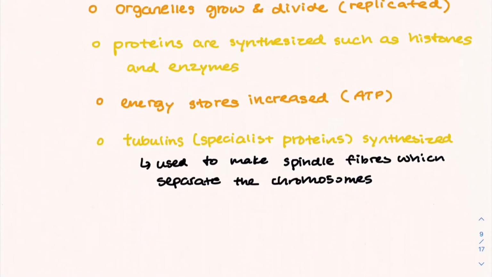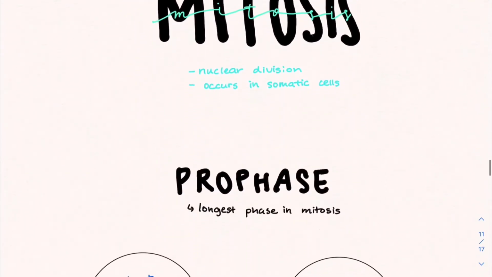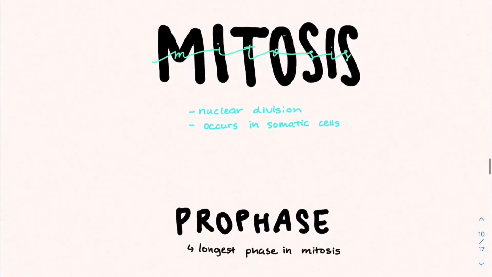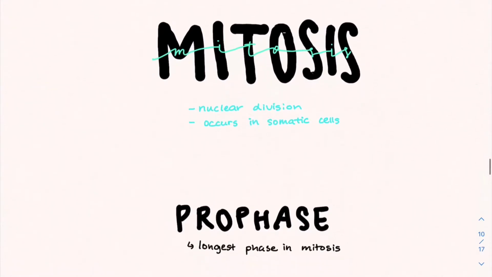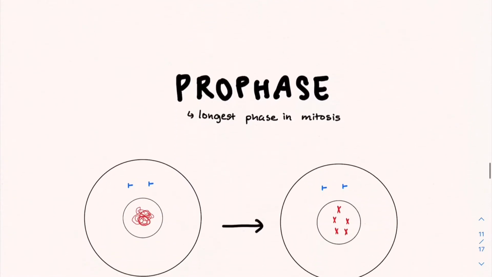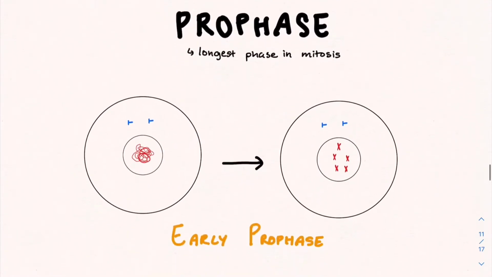On to the second main stage of the cell cycle, which is mitosis. Mitosis is a form of nuclear division, and it only occurs in somatic cells. Mitosis can be divided into 4 steps. The first being prophase. Prophase is the longest phase in mitosis.